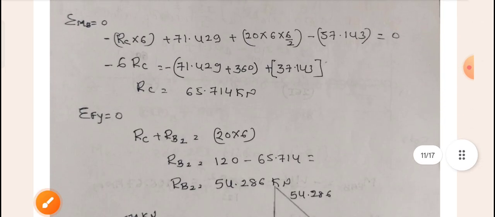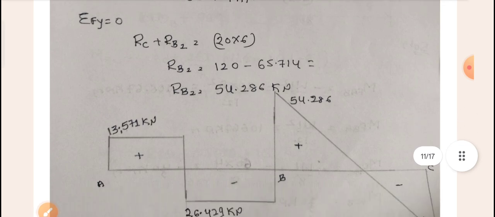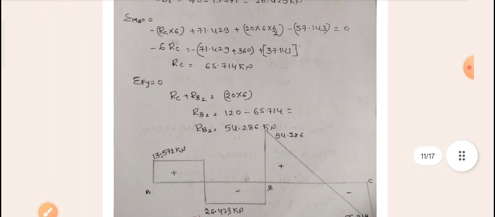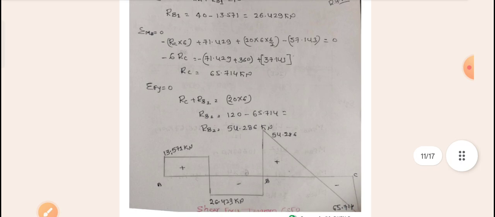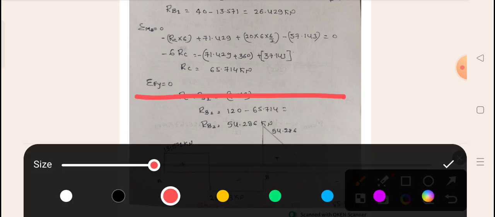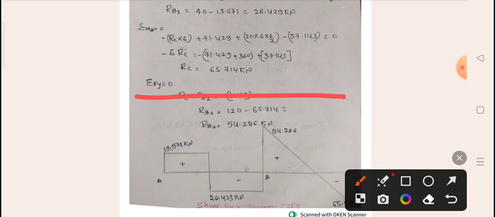So if you solve this one, the RB2 value has been calculated. All the values have been calculated here. Now I have to draw the shear force and bending moment diagram. Just now, RA value is how much? RA value I know. RA is 13.571. So this is the case.